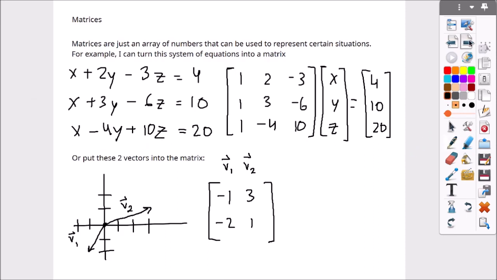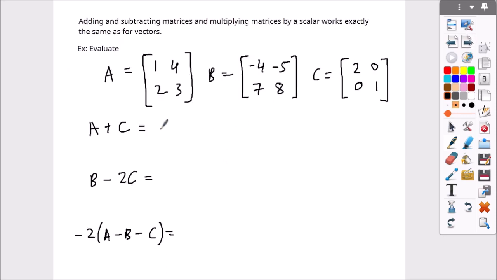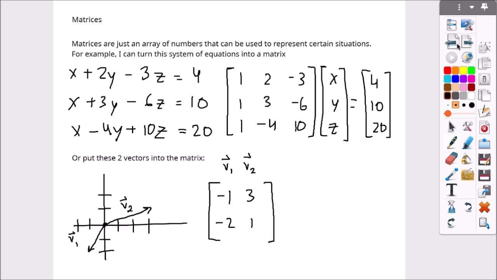And adding, subtracting, and multiplying them by a scalar is the exact same. So let's try to do that right now. So what's a plus c? Oh yeah, side note, for matrices we usually use capital letters. Not bolded, capital, that would be weird. Vectors, we use either bolded or with the arrow. So that's why I have v1 with the arrow, v2 with the arrow.